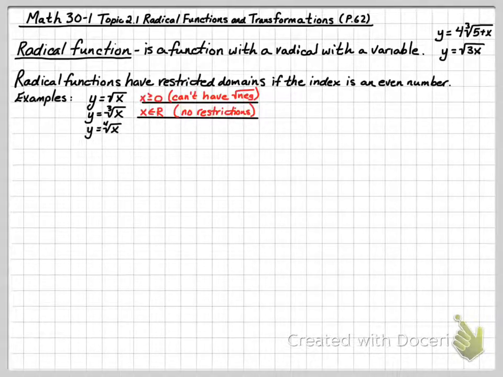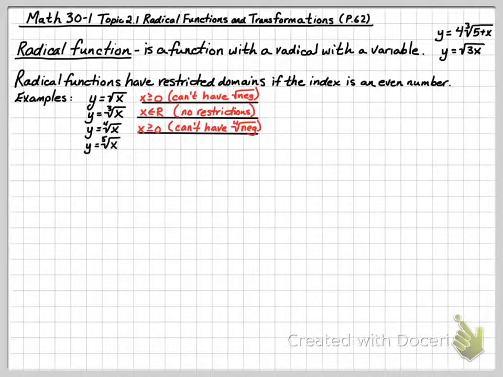How about the fourth root? Well, again, like the square root, we can have the fourth root of 16, which is 2, but the fourth root of -16 doesn't exist, nor does it exist for the fourth root of any negative number. So therefore, we can't have negatives again. So x has to be greater than or equal to 0.